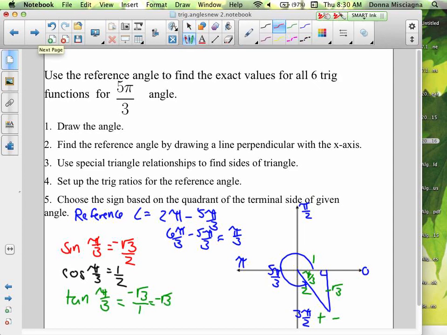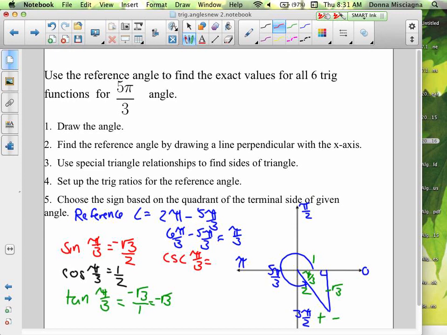All right, the reciprocal function for sine would be cosecant. So cosecant pi thirds, what would that be? Cosecant is hypotenuse over the adjacent. Oh, so 2 over 1. Opposite of cosine. Sorry, what did I just say? I'm sorry. Cosecant is the hypotenuse over the opposite. It's 2 over square root of 3.